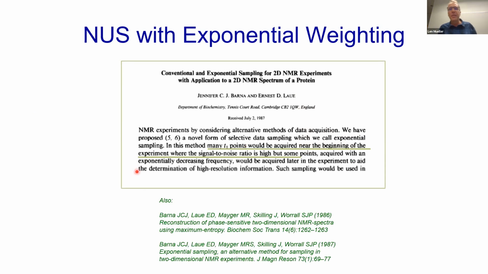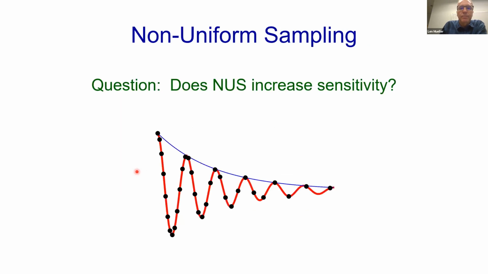And I'd of course be remiss not to note that this process goes back over 30 years to this first example by Barna and Lowy. And so the question to ask is, does non-uniform sampling actually increase sensitivity? Now, that's not the only question you might want to ask about non-uniform sampling, especially for sparse sampling, but let's start here.